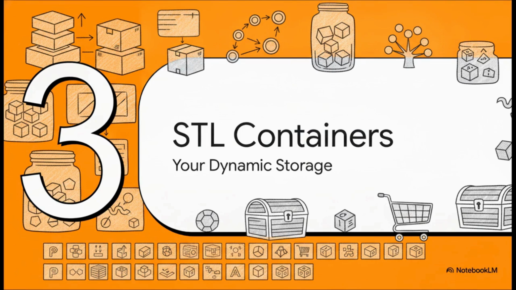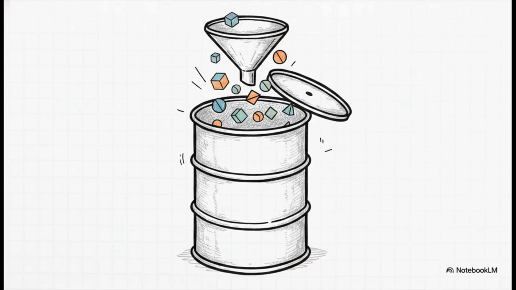Let's jump to Section 3, Containers, your dynamic storage. To really lock this concept into your memory, the instructor uses this fantastic physical analogy. Just think of large physical drums used to store oil or ghee. A container in C++ serves the exact same purpose. It's just a data structure specifically meant to hold, manage, and organize collections of data. You're basically just pouring your data into a secure, structured vessel so you can easily access it later.